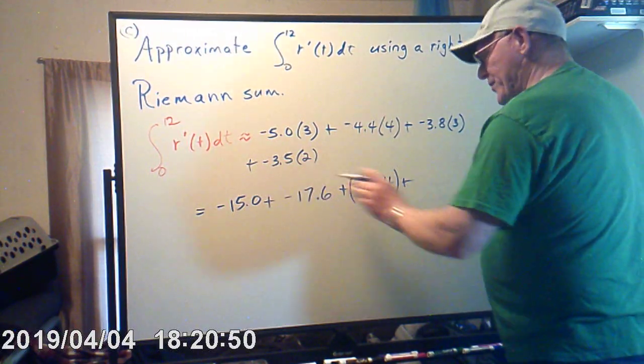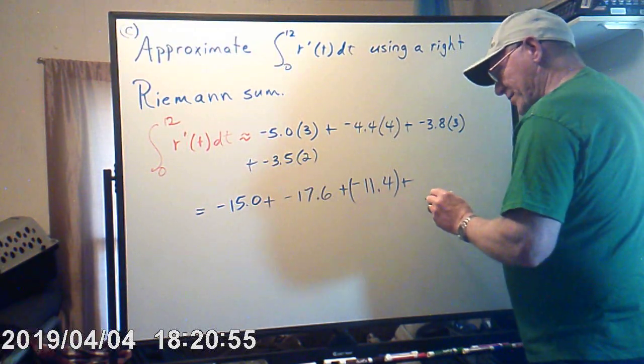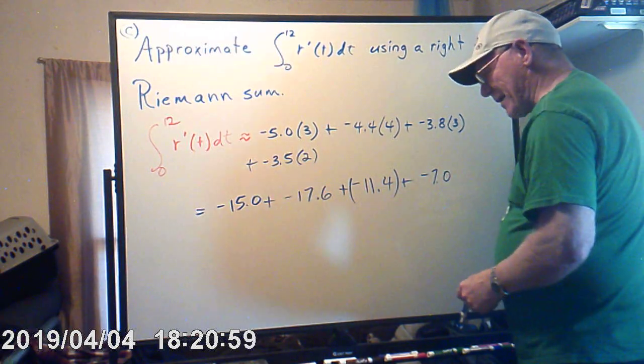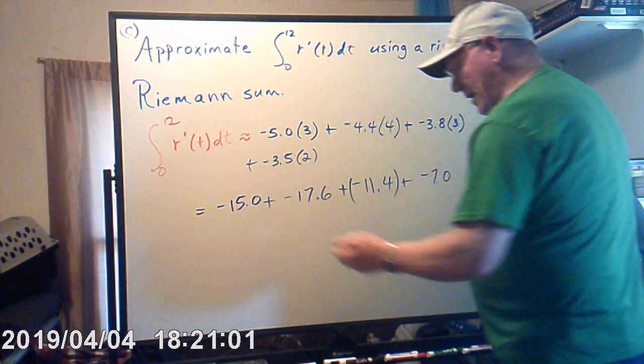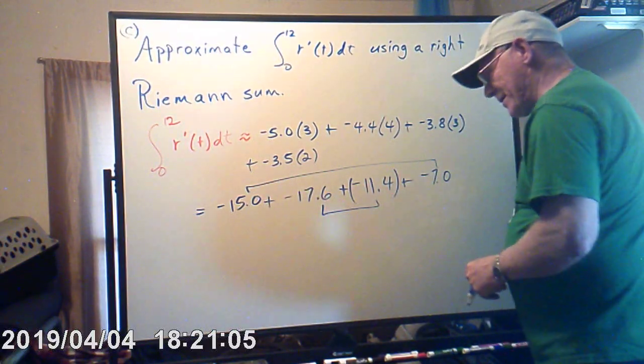And then plus negative 3.5 times 2 is just negative 7. So negative 7.0 if you want to do that. Alright. And what I like to do is group these two together and group these two together.